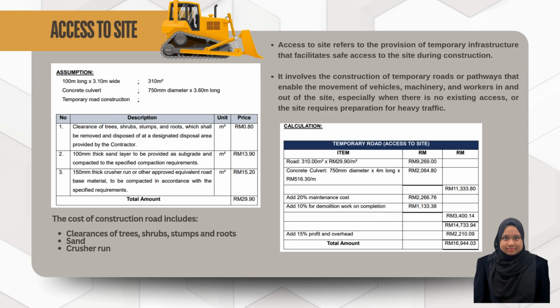To obtain the actual cost of this item, the cost of road construction and concrete covers needs to be taken into account, including the 20% maintenance cost, 10% for demolition work on completion, and the last one is 50% profit and overhead. So our cost is 16,944 ringgit 3 cents.